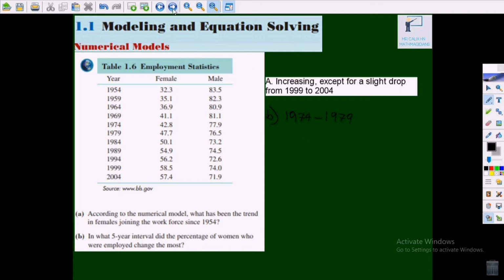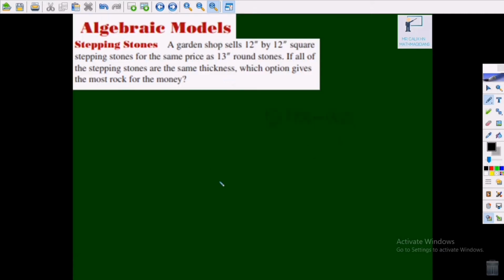With this, we will continue with the next type of exercise. The next type of exercise is algebraic models. It says stepping stones. A garden shop sells 12 inches by 12 inches square stepping stones for the same price as 13-inch round stones. We are seeing a square stepping stone that looks like this and a round stepping stone that has a diameter of 13 inches. If all of the stepping stones are the same thickness, which option gives the most rock for money? Okay, to find which option gives the most rock for money, we need to find the area of each figure.